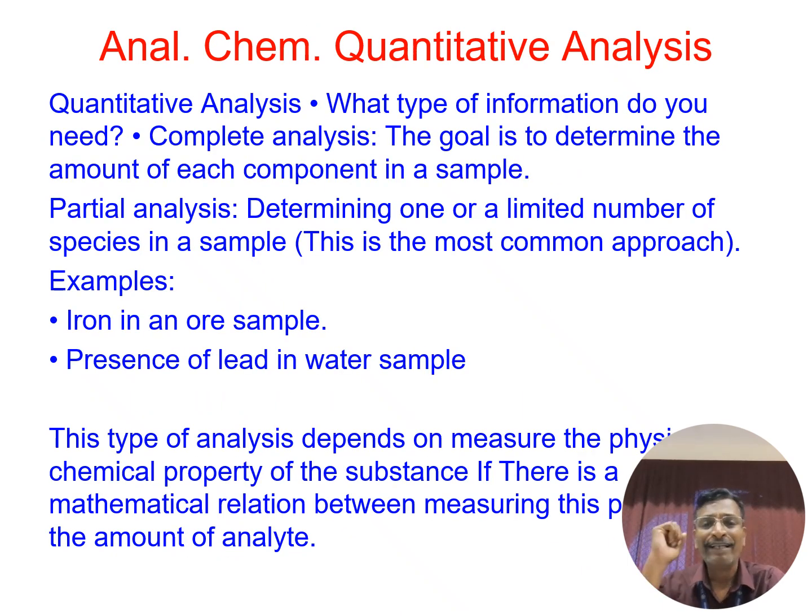Then quantitative analysis. For quantitative analysis, there are two different categories: complete analysis or partial analysis. The goal is to determine the amount of each component in a sample. Each and every component, what is the concentration? That is quantitative full analysis. Or else we need only one or two components in the whole system. That is usually classified as partial analysis.